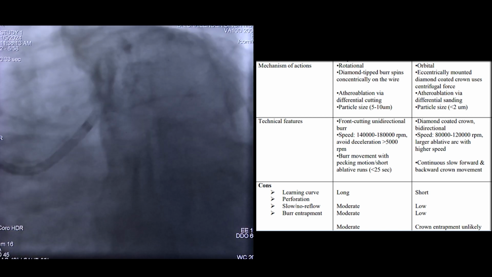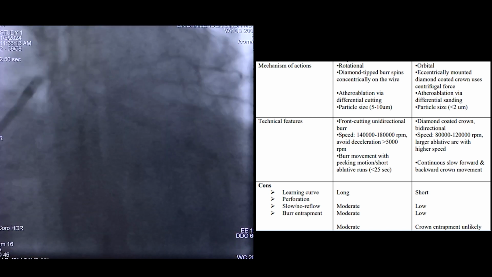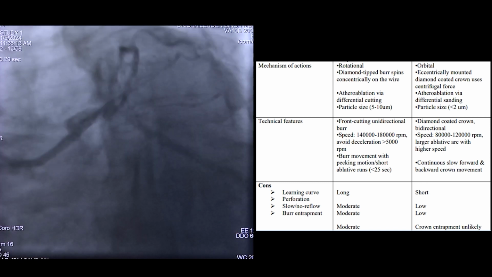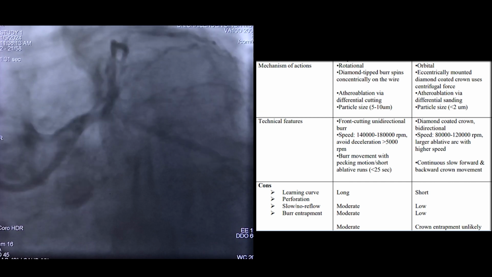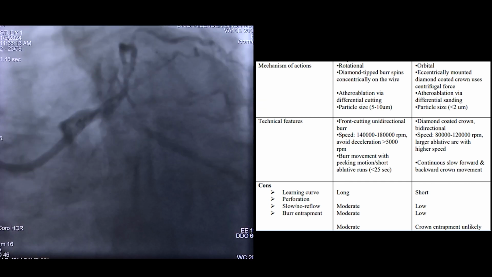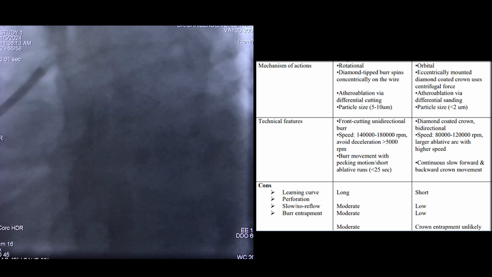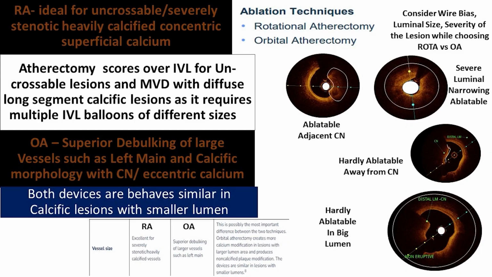Suppose you are using rota in the LAD, then for the LMCA you may require a bigger burr. Here you can use a single burr and increase the speed, 80,000 versus 1,20,000. So for a larger vessel, where proximally it is tapered, much bigger proximally than distally, that is the reason we wanted to choose the orbital atherectomy in this case. One is eccentric calcium, the asymmetry of the lesion, tapered vessel, another is slow flow, no flow due to distal disease, and more effective ablation.